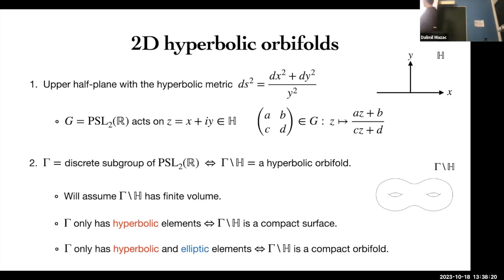The volume goes to infinity as you go to the boundary. But you can choose gamma such that you quotient out the infinite volume, and you just get a quotient of finite volume. Now, if gamma only has so-called hyperbolic elements, then the result is a compact surface. So it has no boundary. Basically, you completely get rid of the boundary by the quotienting. And if gamma also has elliptic elements, then the quotient may not be smooth. It can have these orbifold points, which come from the fixed points of the elliptic elements. Elliptic elements are just elements of PSL2R that have fixed points inside the upper half plane.